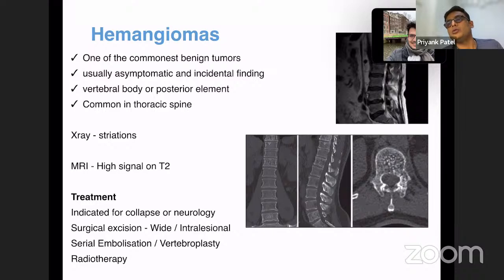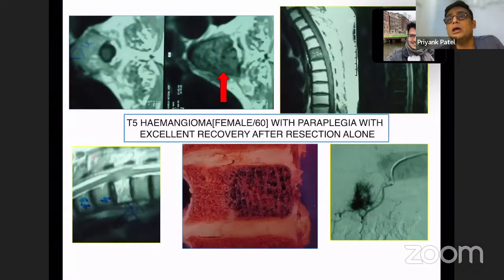And usually they need to be operated only if there is a collapse causing instability because of the fracture, or in certain situations, they become aggressive, spill over into the canal, and cause neurological deficit. Like this patient. Now, this patient had, if you see, a D5 hemangioma that you're seeing, which has spilled over and is causing cord compression.